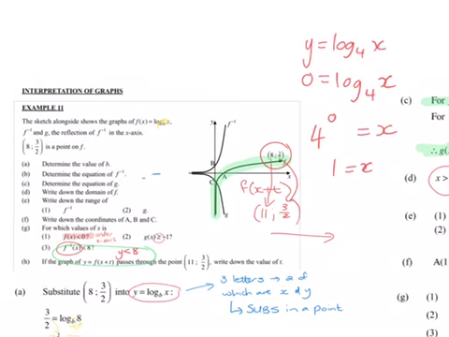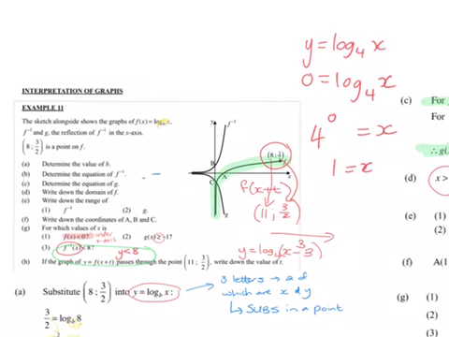And when we shift to the right, and this is from 8 to 11 is 3, it means that we must have subtracted in our equation. So it would have been y equals log 4x was the original. Now it can be x minus 3 to shift to the right.